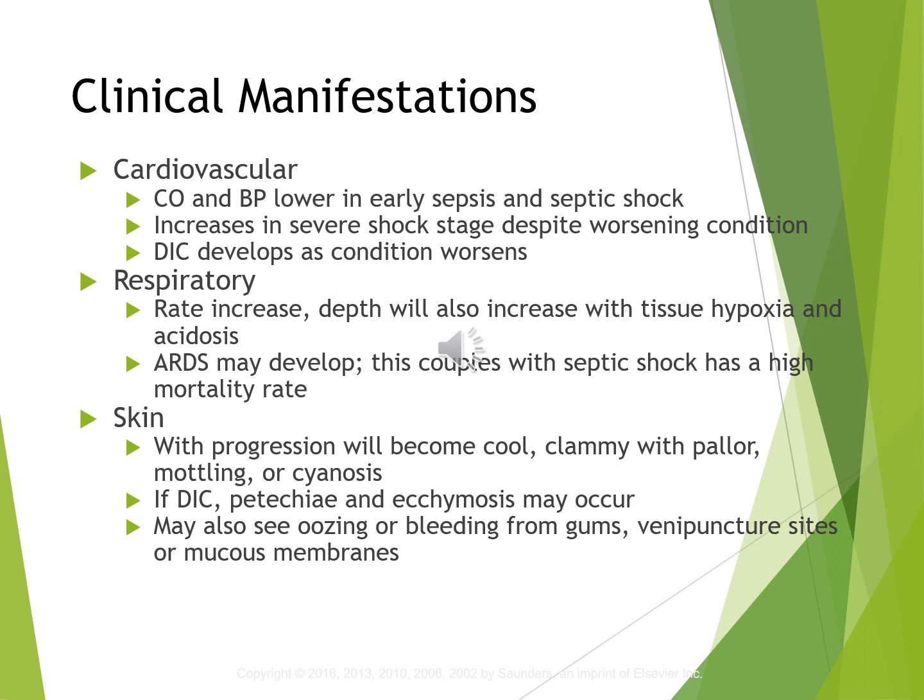Skin-wise, with progression, they will become cool and clammy. They'll be kind of pale in color. You may see mottling or cyanosis. If DIC occurs, you'll see petechiae, those little pinpoint rashes, as well as ecchymosis or bruising on the body. You can also see oozing or bleeding from the gums, any venipuncture sites, or the mucous membranes.